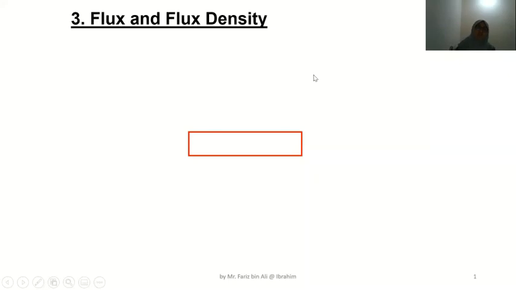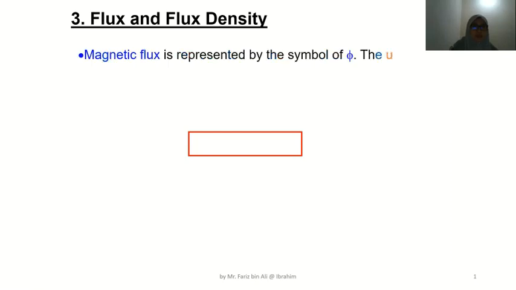Okay, class, we continue with our part B. Our subtopics are the flux and the flux density. The magnetic flux is represented by the symbol Φ, and the unit of the flux is Weber.